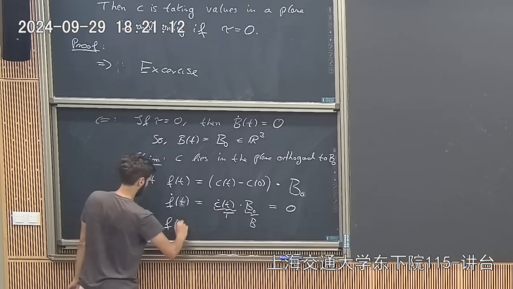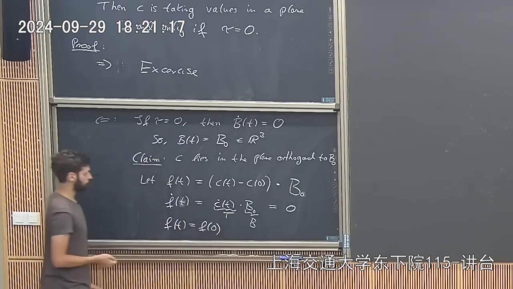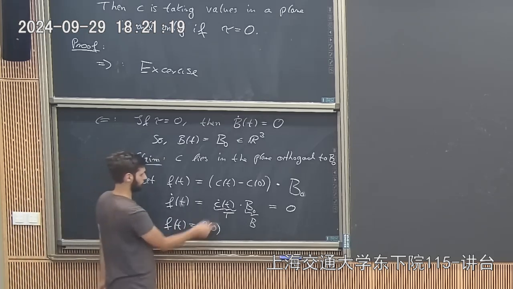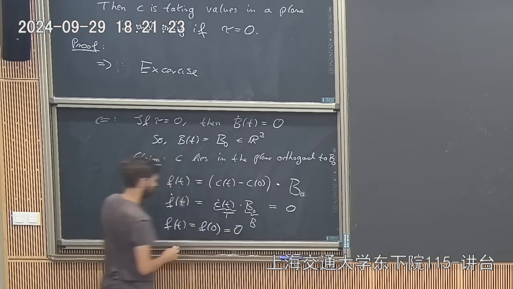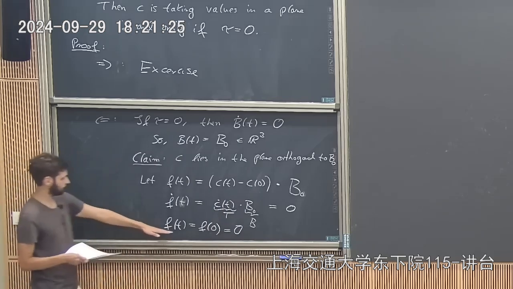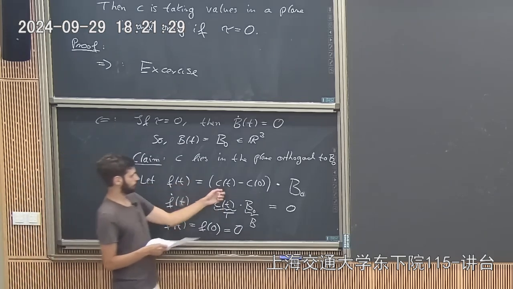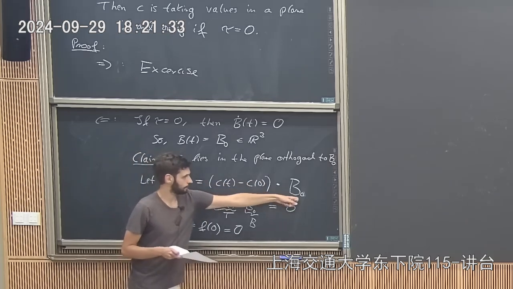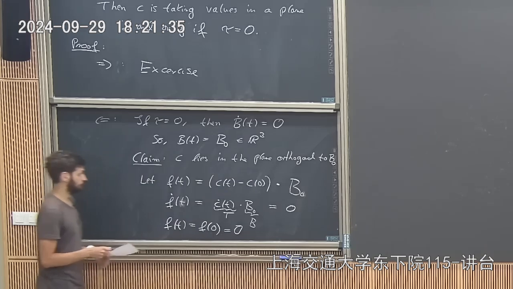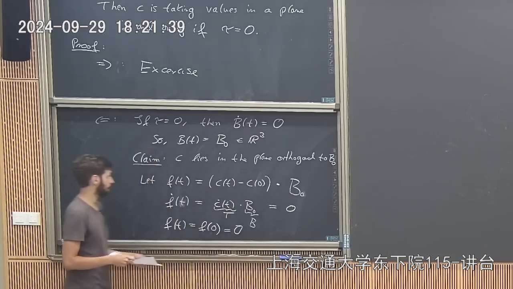So in particular, we have that f of t equals f of 0 for all times, but at f of 0, this term vanishes, so we are finished. Because then the function is always 0, and that means that the curve, or at least this expression, is orthogonal to this one. So the motion is happening completely in this plane orthogonal to b.